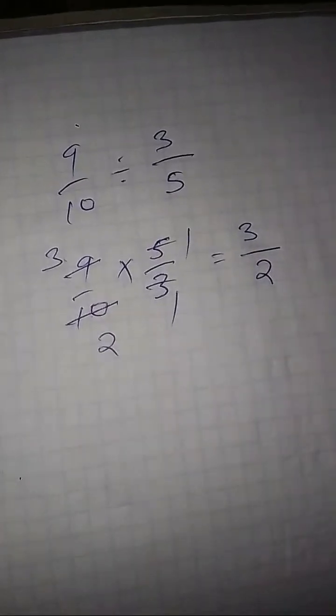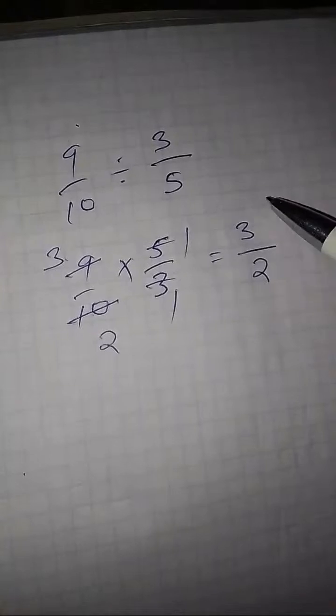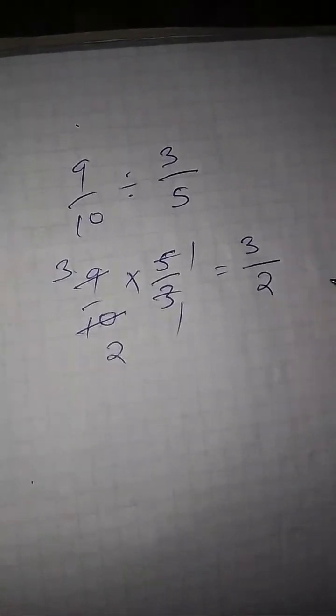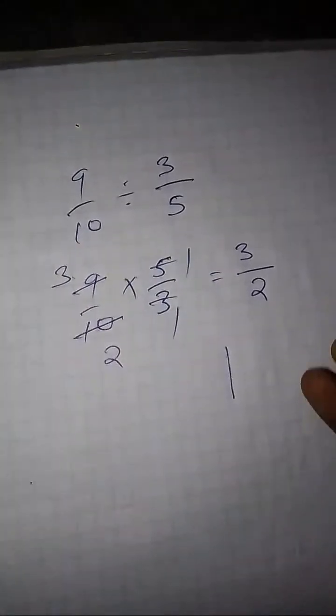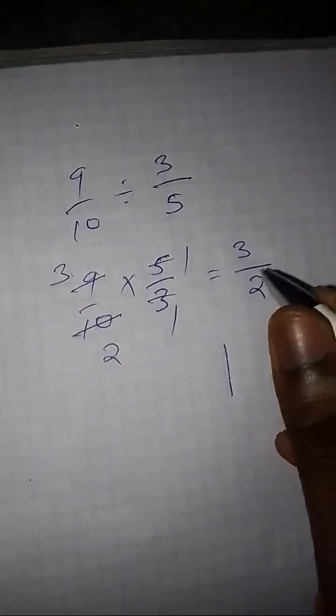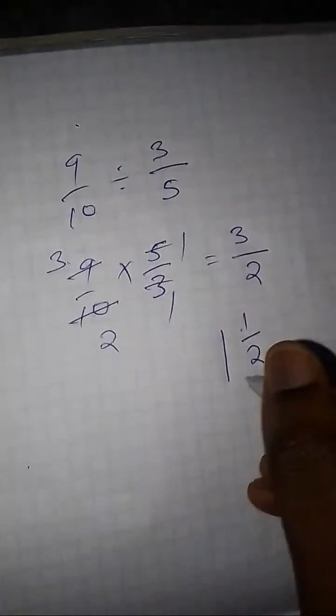So we need to put it into a mixed fraction. So we need to change 3 over 2 into a mixed fraction. You simply take 2 goes into 3 how many times? 1 times. That gives us 2. And 3 subtract 2 is 1 and 2. So the answer becomes 1 and a half.